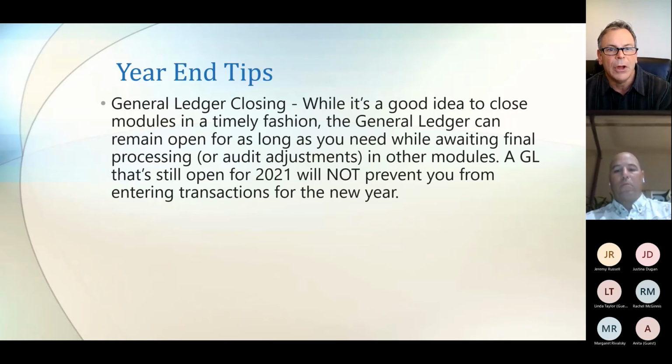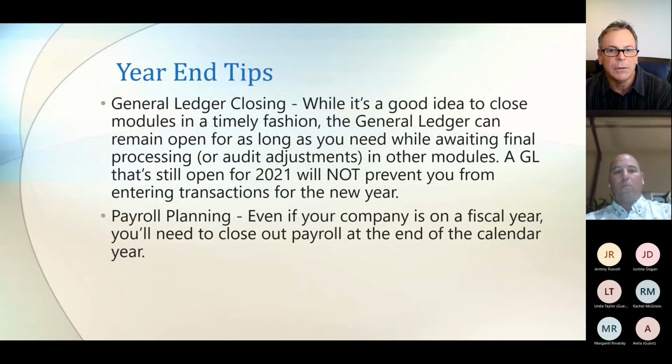The other note then regards payroll. If you use payroll, and this is obvious as well, but payroll is calendar and Sage can be fiscal. So with payroll, there's a quarter end process that gets run, and that will always be based on calendar quarters: March, June, September, and December.